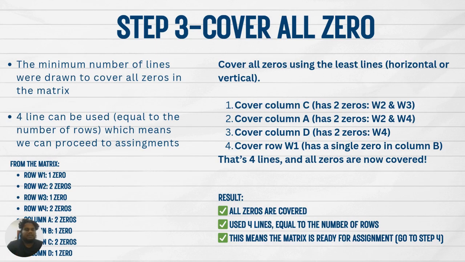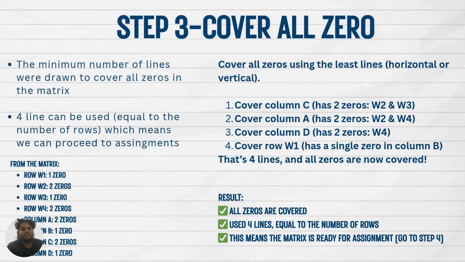For the Hungarian method, I'll start off with step 3, which is covering all zeros. The minimum number of lines is drawn to cover all zeros in the matrix. 4 lines can be used, which equals the number of rows, which means we can proceed to assignments. For covering all the zeros, we have to use the minimal number of horizontal or vertical lines to cover the zeros present in the matrix.